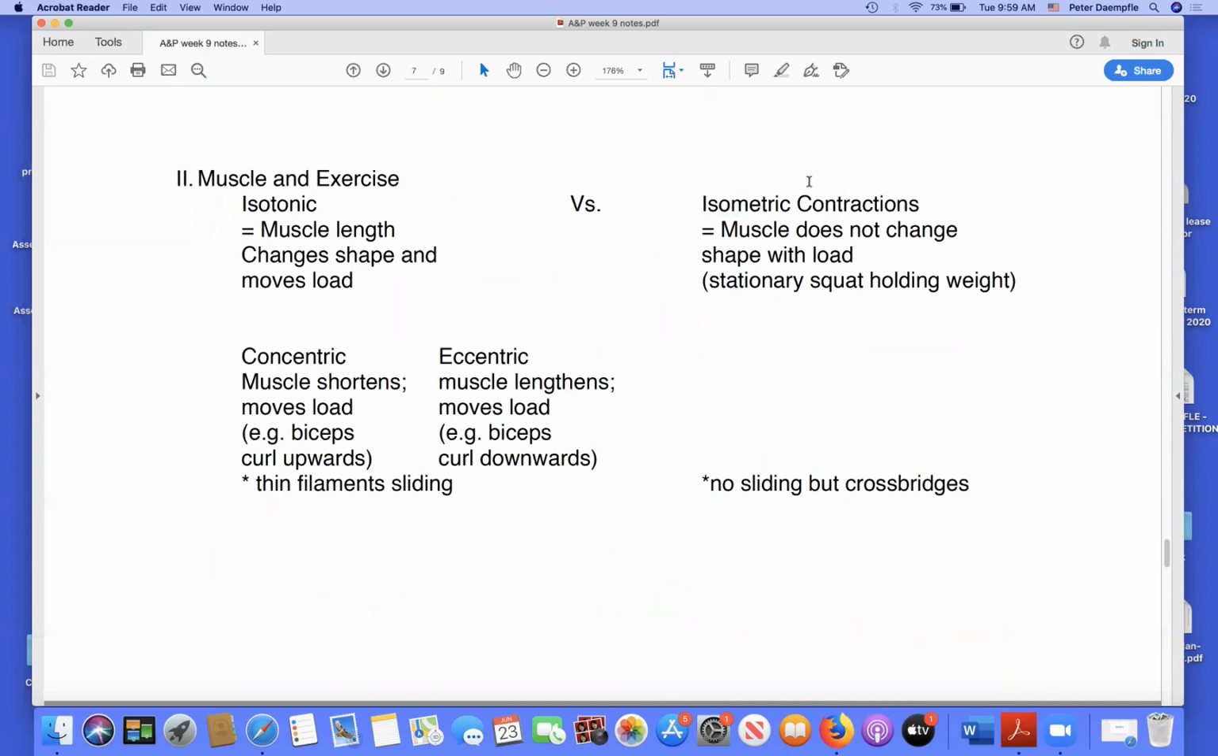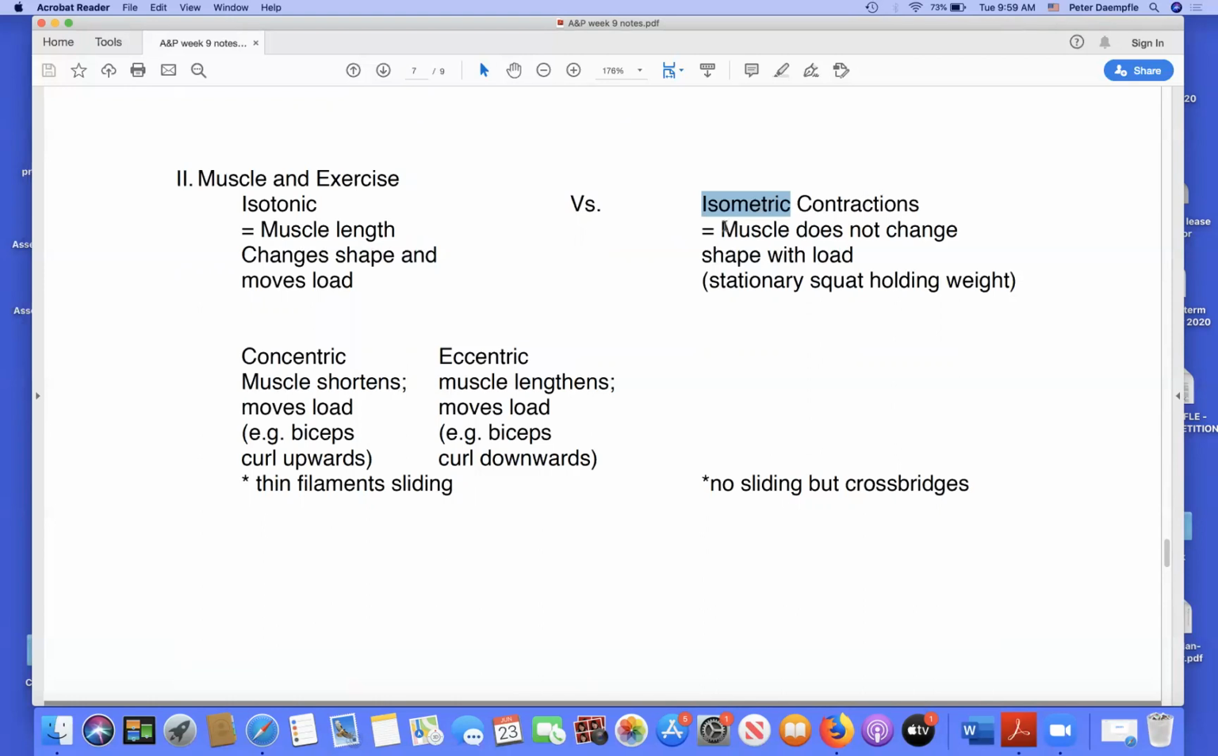Okay, first, before we do our competition, you've got to understand the difference between isotonic and isometric. This competition shows you how important isometrics are. Isometric contractions mean you don't move a load as the muscle contracts.